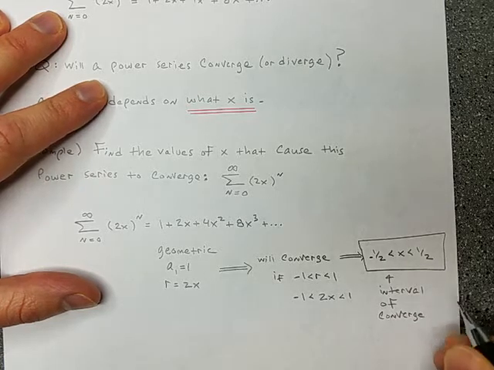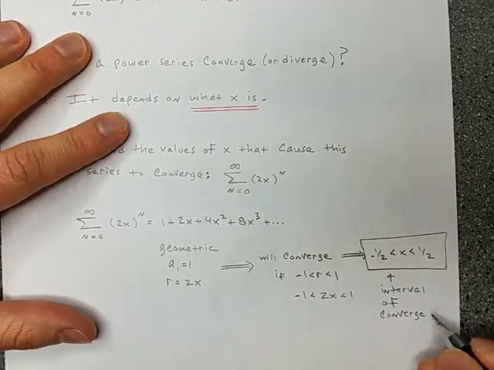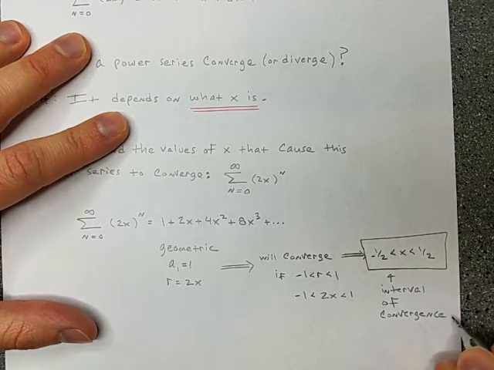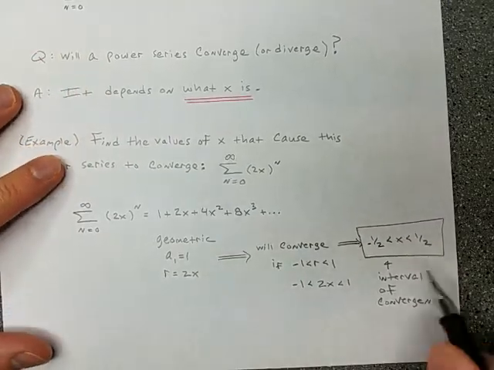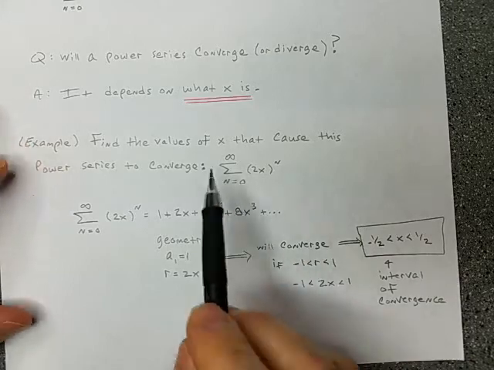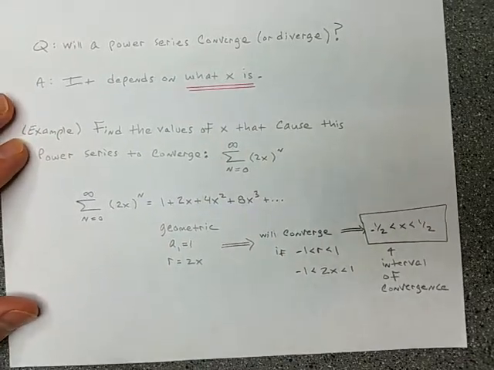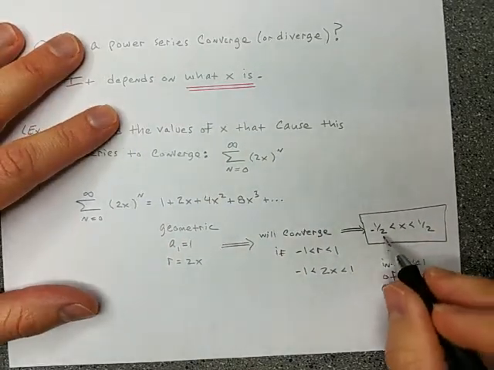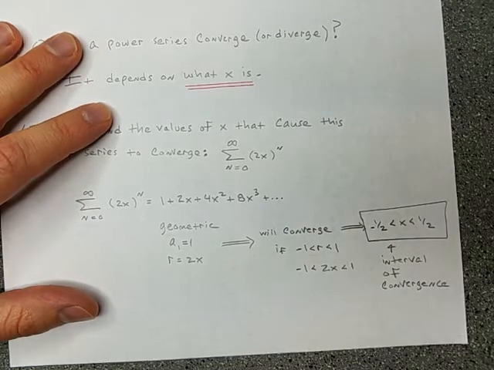All right, which is a word or a phrase that we'll get very used to. What's the interval of convergence of a power series? Those are just the x's that lead the power series to converge. The interval of convergence is -1/2 to 1/2.